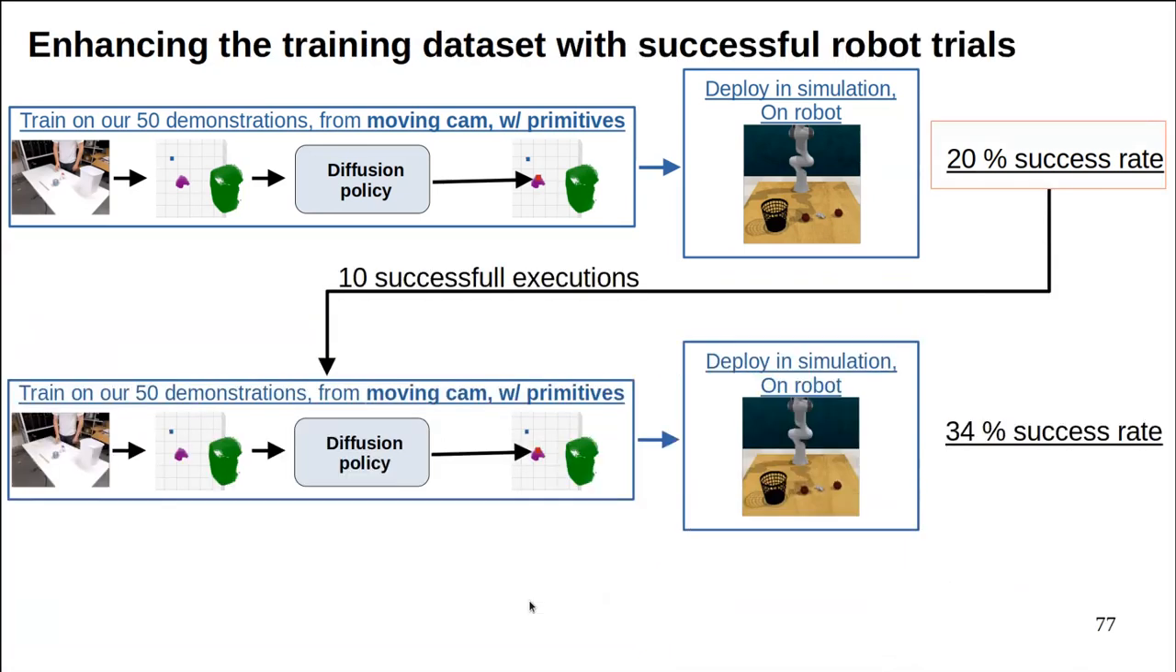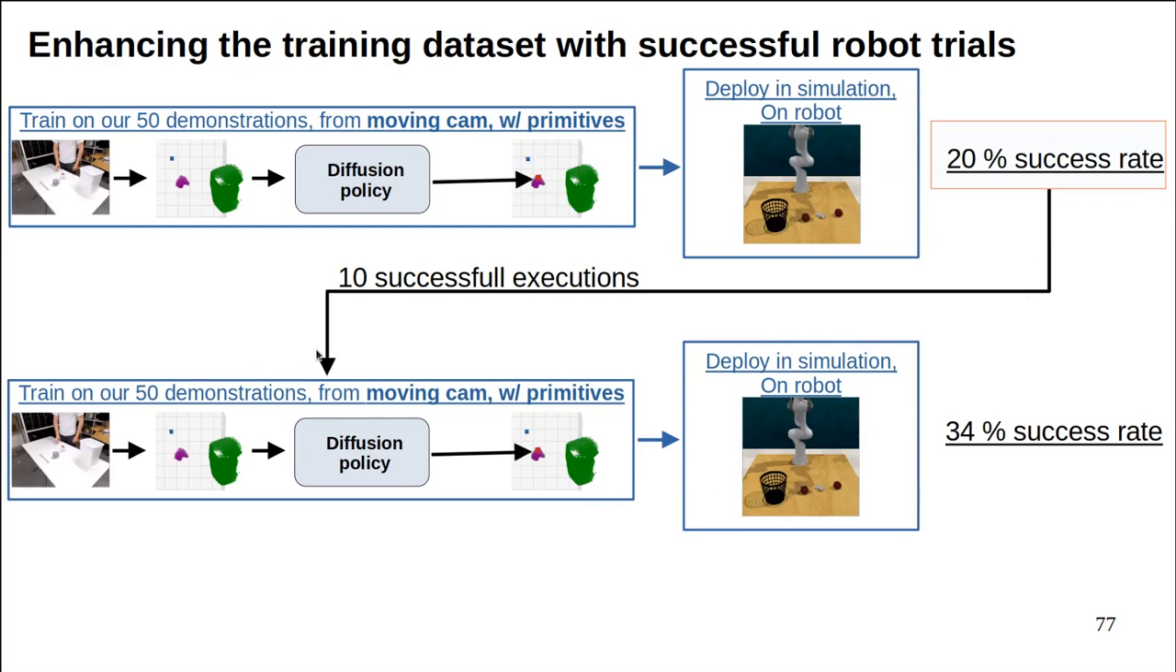And then we conducted another experiment. We took our first setup here, and we trained it on our human demonstration with a moving camera using the primitives. And then we got the 20% success rate that I mentioned before. Then we take 10 successful executions from these 20% successful rollouts, and we put these 10 successful executions in addition to the 50 human demonstrations in the training data. If you retrain your policy on such data, then you will get 34% success rate.